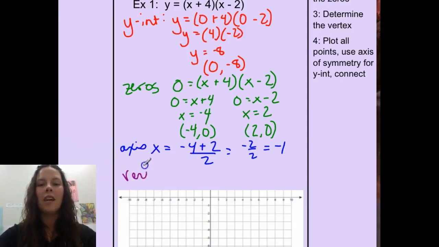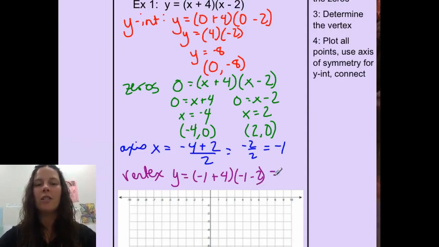That also gives me the x-coordinate of my vertex. So I can substitute that back in for x and solve for the y-coordinate of my vertex. Running out of room here, so I'll have to work to the side instead of down the page like I normally do. So the -1 plus 4 gives me 3. -1 minus 2 is -3. So I get a y-coordinate for my vertex of -9. Your vertex is an ordered pair, so make sure you put that together. Our x value was -1, and we solved and got -9 for our y value.